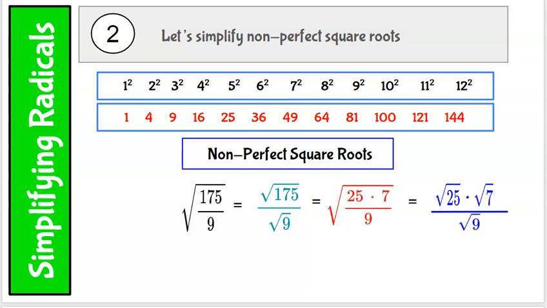Now we're going to look and see which one of these we can take out from under the radical, which are perfect squares, and which one has to stay under the radical. So 25 is a perfect square, so that's going to give me 5. 7 is not a perfect square, so that's going to stay under the radical. 9 is a perfect square, so I can evaluate that as 3. So when we get through with all that, we end up with 5 times the square root of 7 over 3.